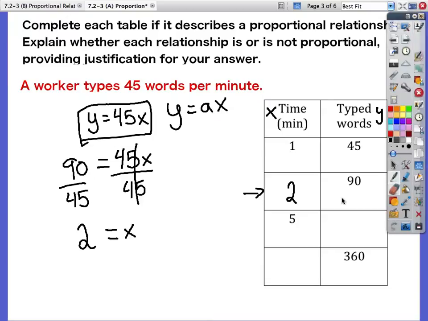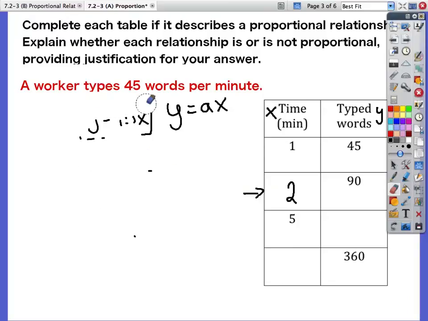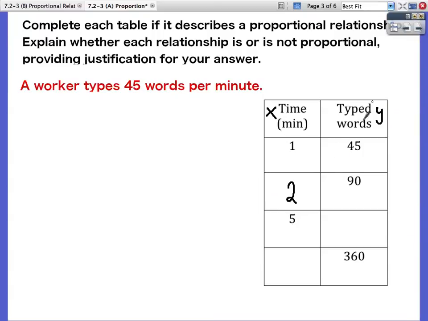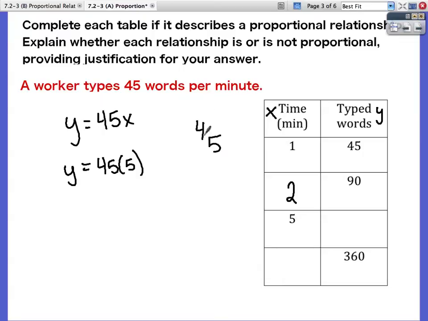So I'm going to erase some of this and we're going to finish the problem now. We have to complete the table. That's the first step. So let's finish completing this table. After 5, we remember our rule was this. If we plug in 5 for an input, we get y equals 45 times 5. And 5 times 45, I'm going to do that on paper, so to speak, just to be sure I don't make a mistake.